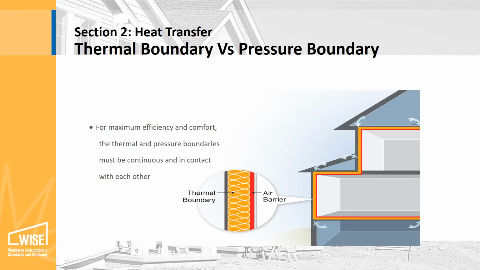To achieve the most efficient envelope, these two boundaries must be fully aligned, continuous, and in contact with each other. Gaps in these boundaries will allow heat to more easily transfer into and out of the home.